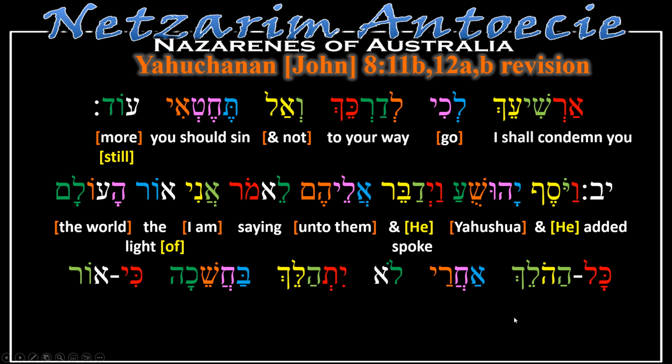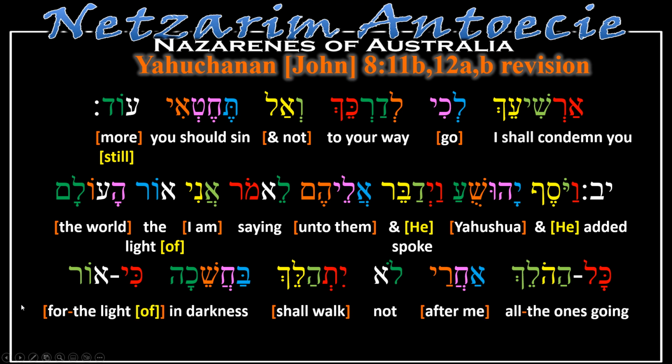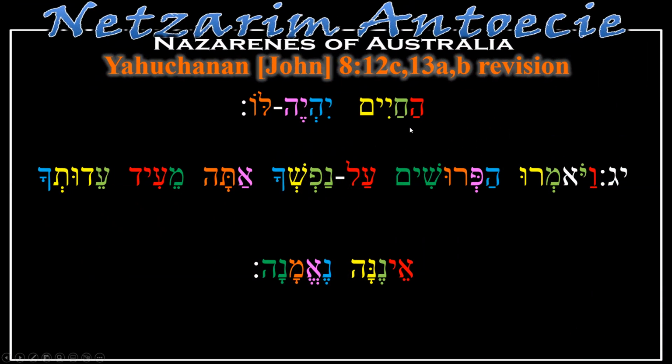Kol, all, ha-holek, the ones going or the ones walking, acharei, after me, lo not, yit halek, he shall walk, b'chasheka, in darkness, ki for, or the light. All the ones going or walking after me, not shall walk, in darkness, for the light, and then we've got of, and we continue with 12c, ha-chayim, the light of the life, yit ye, it shall be, lo, to him or for him, which is basically in him, you know. The life, it shall be for him.